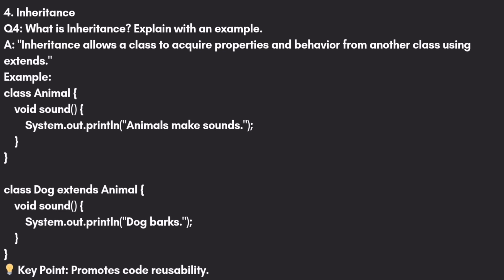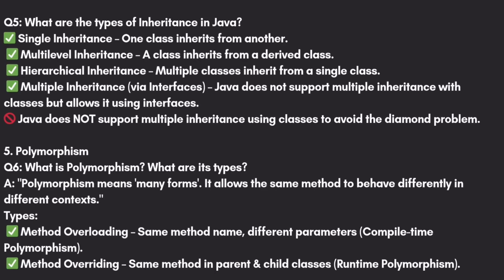Question number 5: what are the types of inheritance in Java? We have single inheritance, multi-level inheritance, hierarchical inheritance, and multiple inheritance. Sorry, I said the second one is multiple, but that is multi-level inheritance. Single inheritance is when one class inherits from another. Multi-level inheritance is when a class inherits from a derived class. Hierarchical inheritance is when multiple classes inherit from a single class. And multiple inheritance is achieved by interfaces.